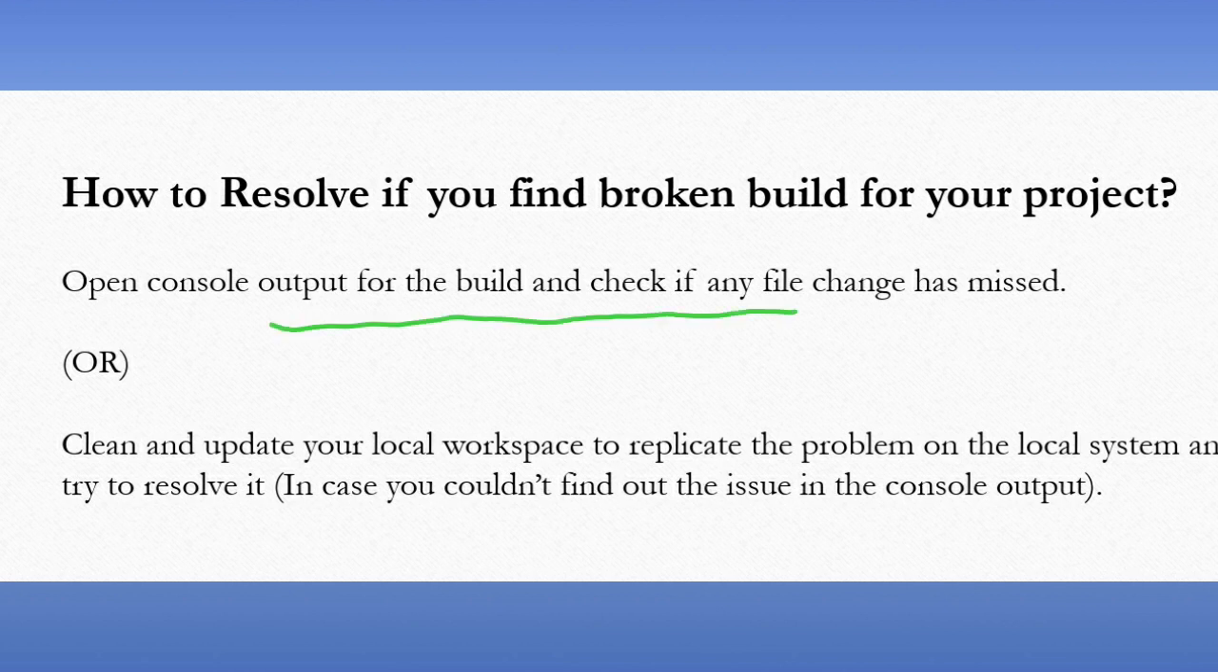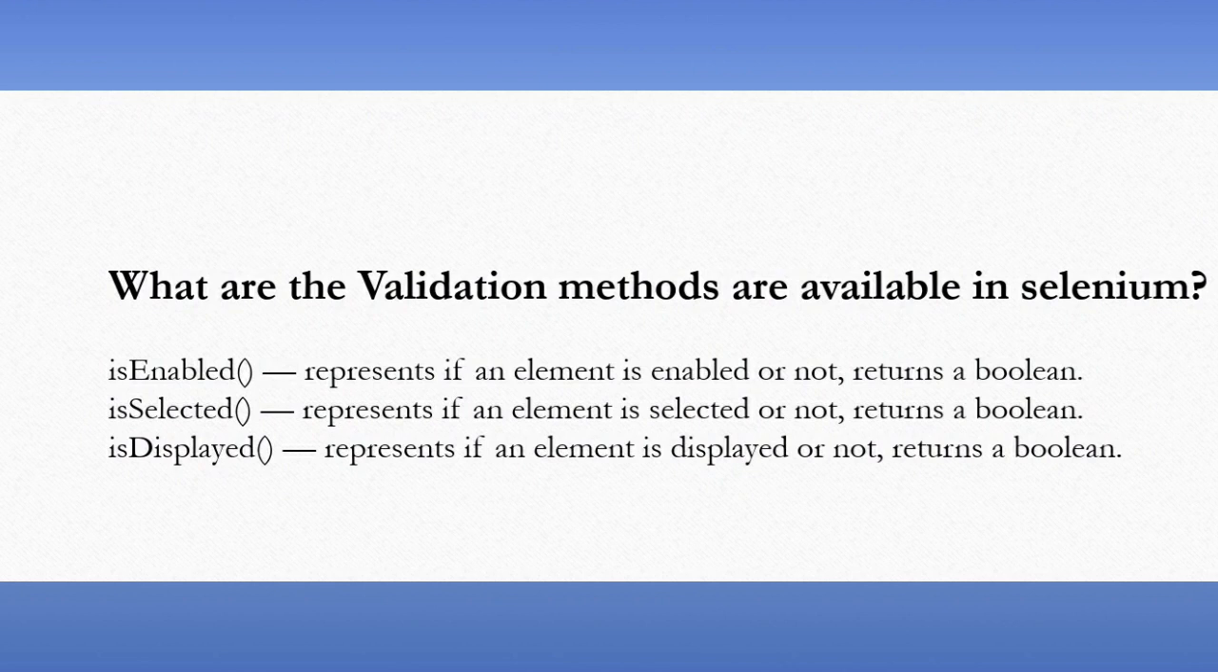So we have to do like this: open the console output for the build and check if any file change has been missed, or clean and update your local workspace to replicate the problem on the local system and try to resolve it. The next question is, what are the validation methods available in Selenium?